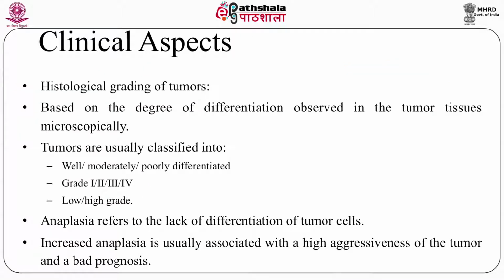Histological grading of tumors. This is based on the degree of differentiation observed in the tumor tissues microscopically. Tumors are usually classified into well, moderate or poorly differentiated, or grade 1, 2, 3 or 4, or low or high grade. Anaplasia refers to the lack of differentiation of tumor cells. Increase in anaplasia is associated with a highly aggressive tumor and a bad prognosis.